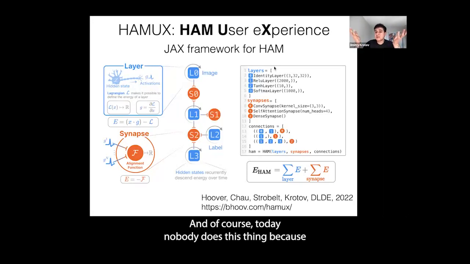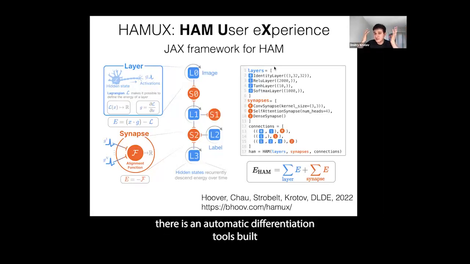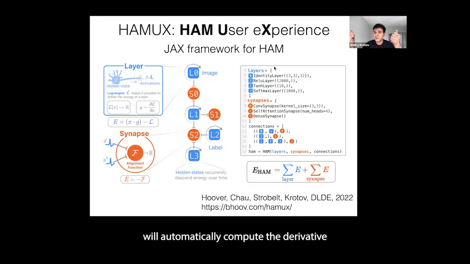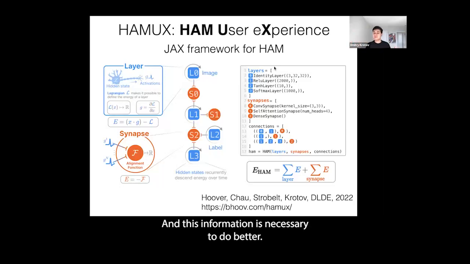And of course, today nobody does this because there are automatic differentiation tools built into pretty much any deep learning framework. Once you specify the forward pass in your network, you can just press a button and autograd will automatically compute the derivative of the loss function with respect to the weights. And this information is necessary to do backprop.